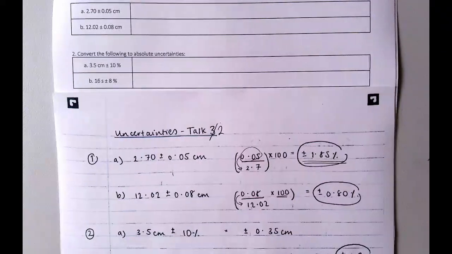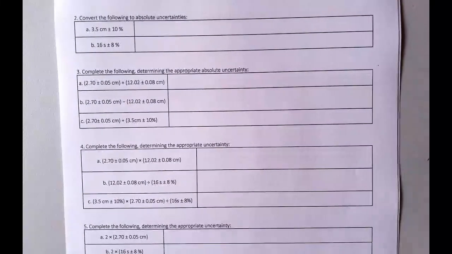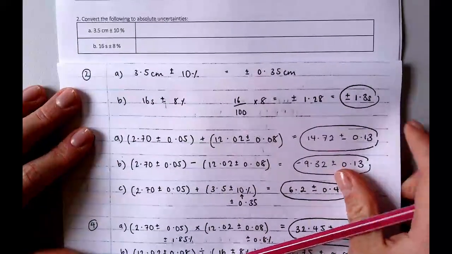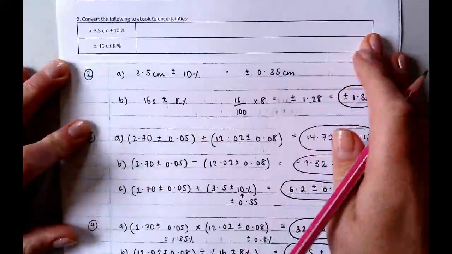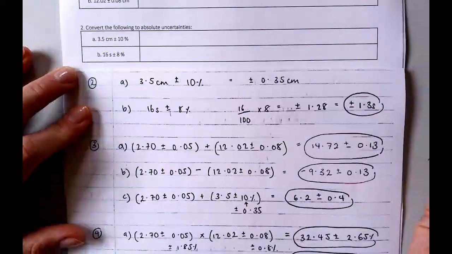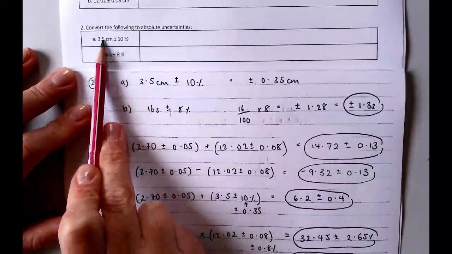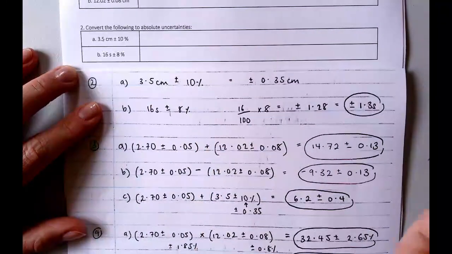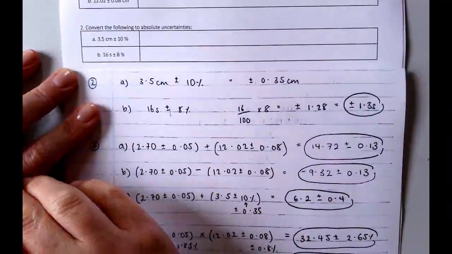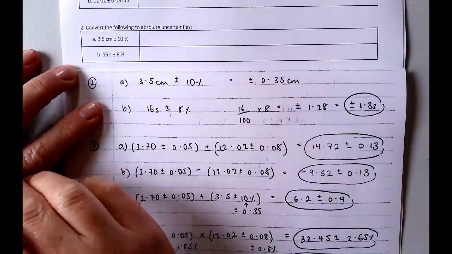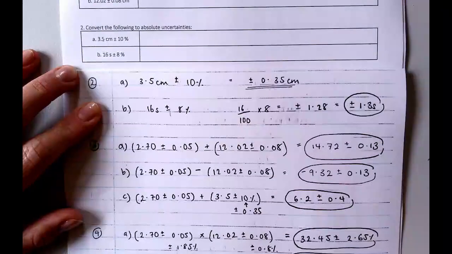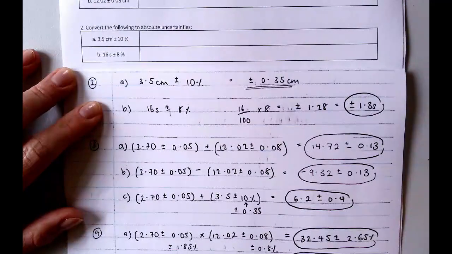In question 2, I'll fold this over actually, might be a good idea. So in question 2, you're given the percentages and then you just need to find the absolute uncertainties. So you're literally finding 10% of this number. Now it's just a tenth, isn't it? So it's just a tenth of this, which is going to be 0.35. So that one was pretty straightforward. There's your absolute uncertainty for 2A.